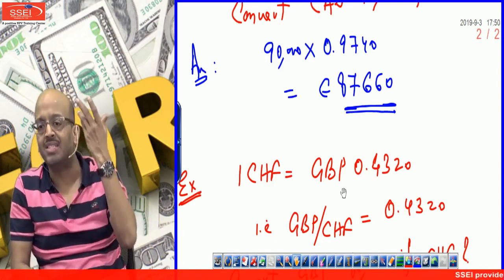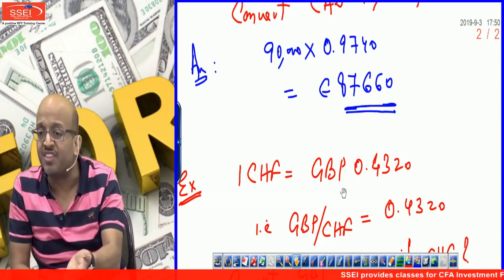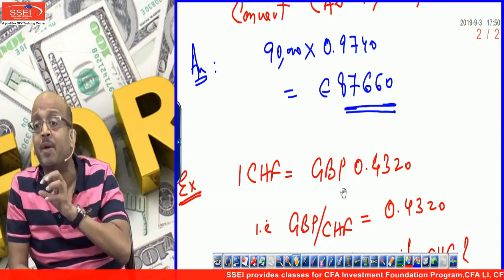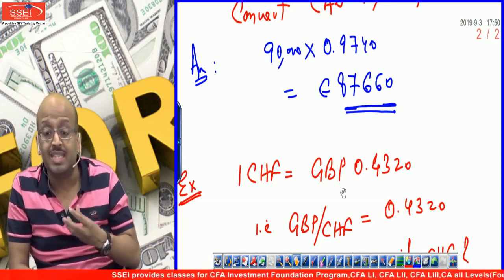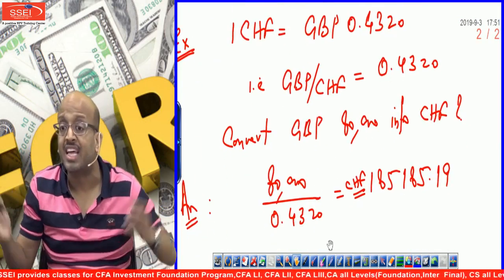$1 is 70 rupees. So dollar is more precious than rupee, no? So 1 CHF is less than 1 pound. It means CHF is less pricey. GBP is what? More pricey. So when you convert GBP into what? CHF, it has to be a bigger amount.